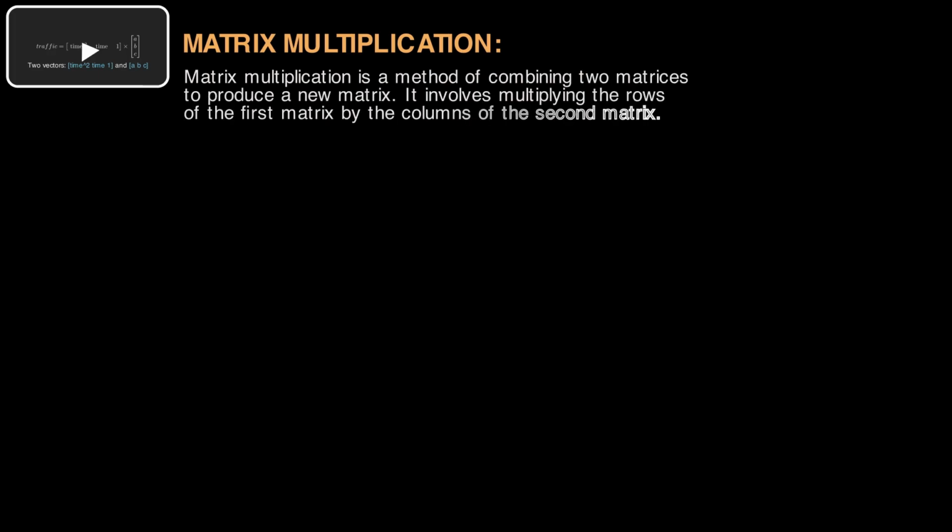Matrix multiplication is a method of combining two matrices to produce a new matrix. It involves multiplying the rows of the first matrix by the columns of the second matrix. For example, in this case, the row matrix has order of 1 by 3 and column matrix has order 3 by 1. Hence, we obtain a scalar, a single number.